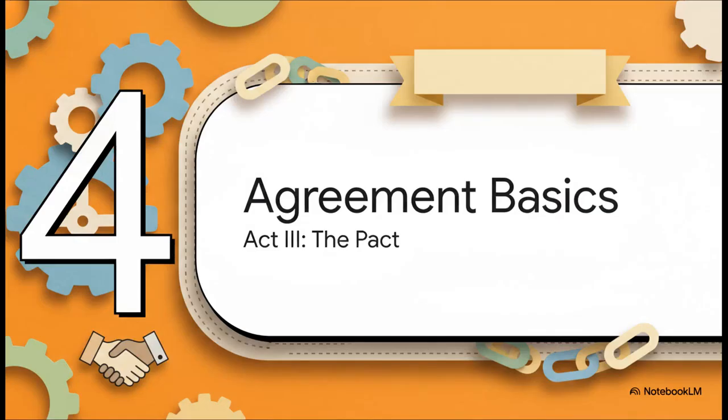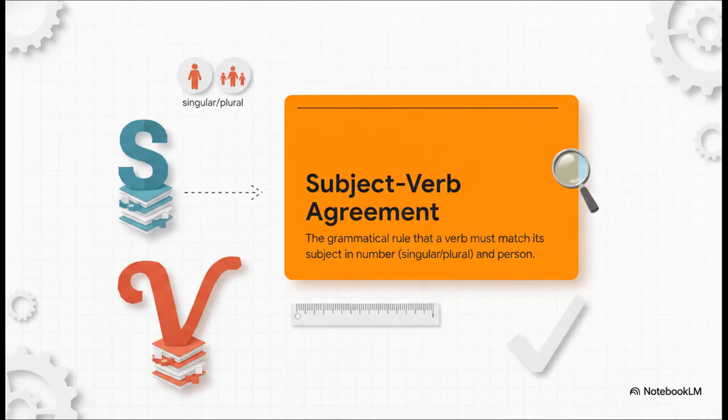Section 4, subject-verb agreement basics. Act 3, the pact. We're pivoting now to the second core pillar of our grammar architecture. Every single grammatically correct sentence in the English language requires a binding, unbreakable pact between the subject and the verb.